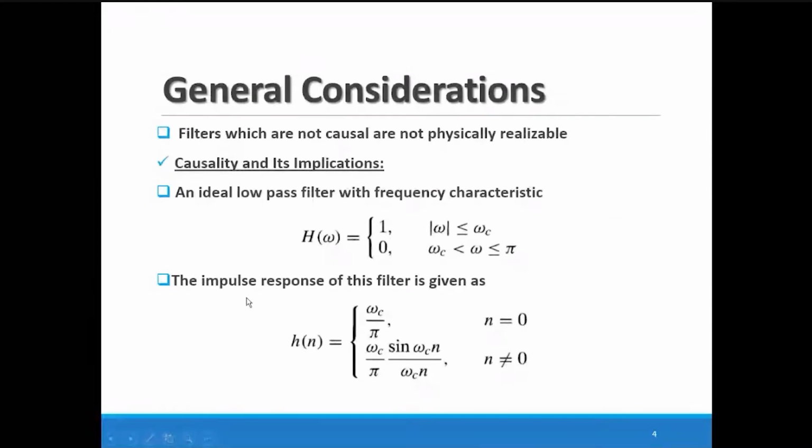So this is the frequency characteristic. Now we go for the impulse response h of n for this ideal low pass filter, which is given as omega c by pi where n is equal to 0, and omega c by pi into sine omega c n by omega c n where n is not equal to 0. You can understand the frequency characteristic of the low pass filter as having a constant value of 1 till the cutoff frequency, and after the cutoff frequency the values are 0. This is the impulse response of that particular filter.